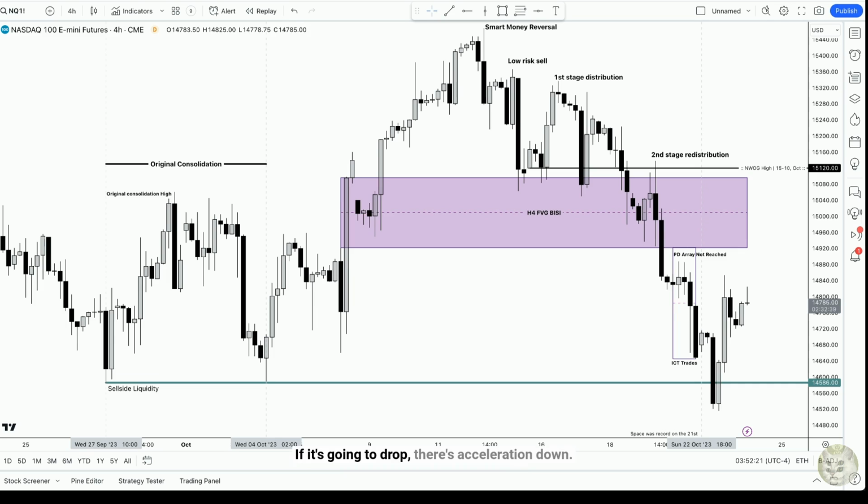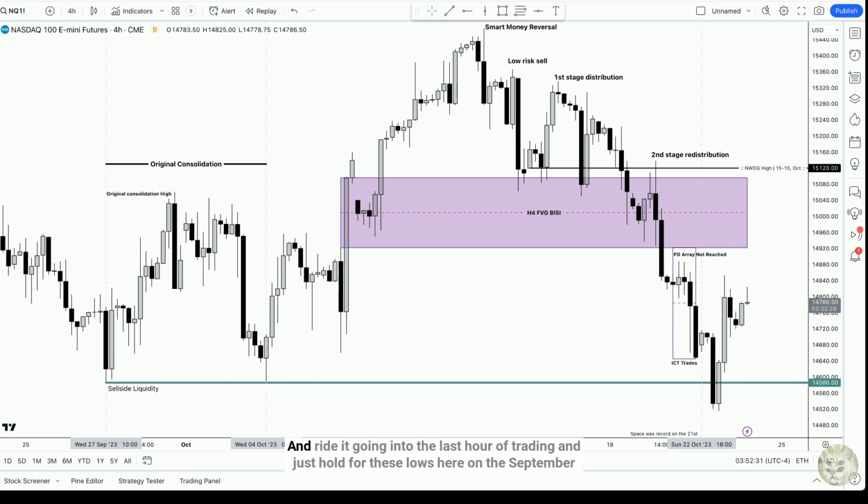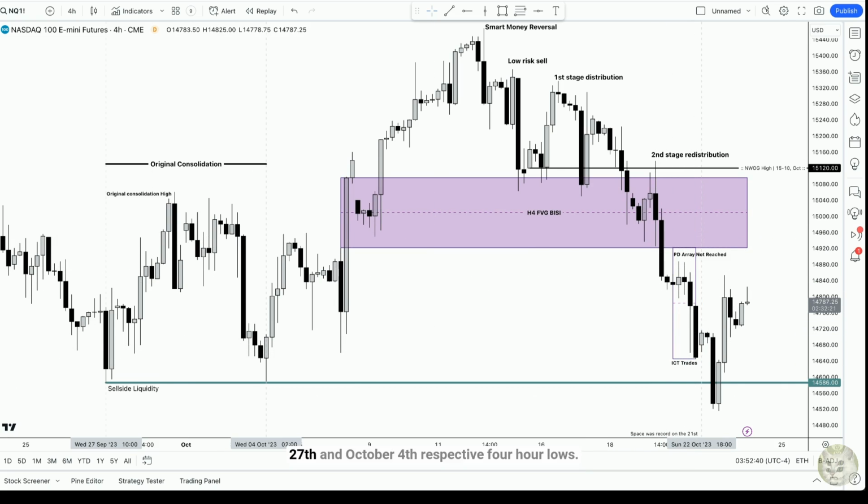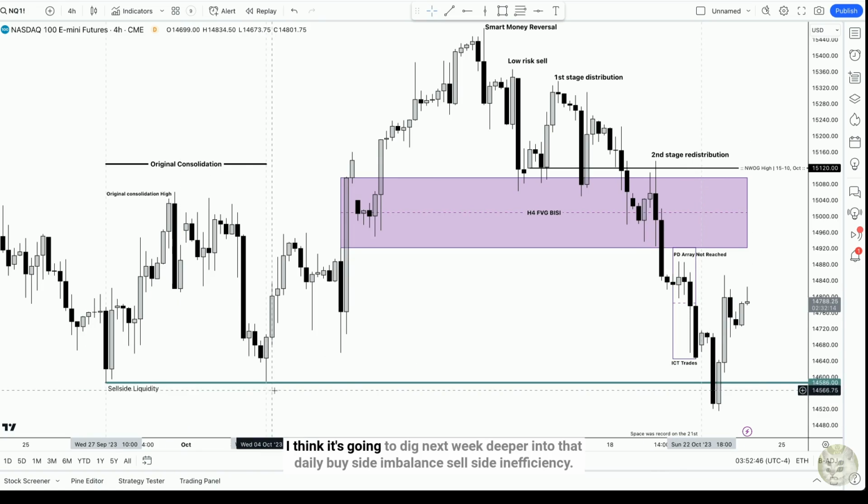And it gives you everything you would expect to see form. If it's going to drop, there's acceleration down, creates a fair value gap in the form of a SIBI, sell side imbalance, buy side inefficiency. Then it trades up into that, offering what? An opportunity to get short again if you missed it, and then ride it going into the last hour trading. And just hold for these lows here on the September 27th and October 4th respective 4-hour lows. I don't think it's going to just go there and stop. I think it's going to dig next week deeper into that daily buy side imbalance, sell side inefficiency.